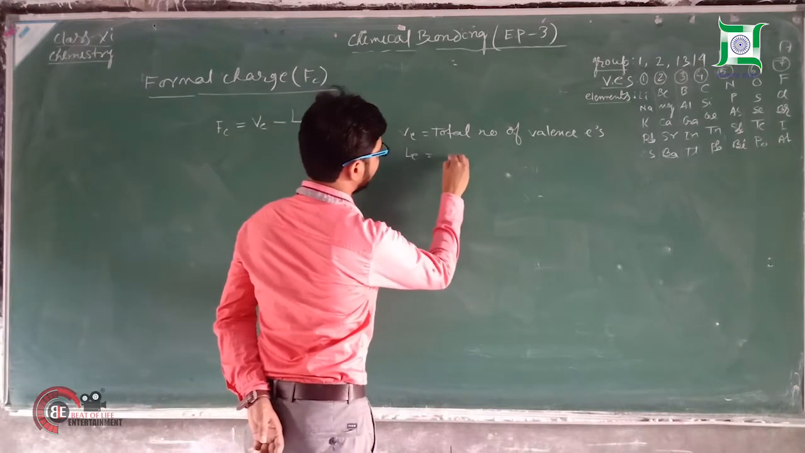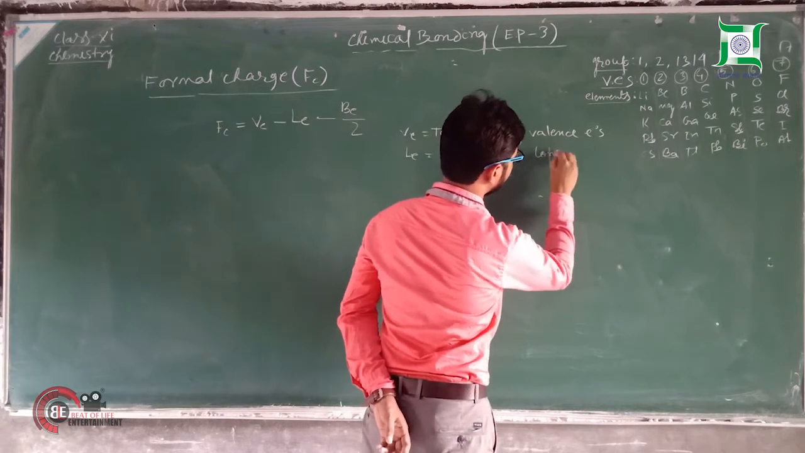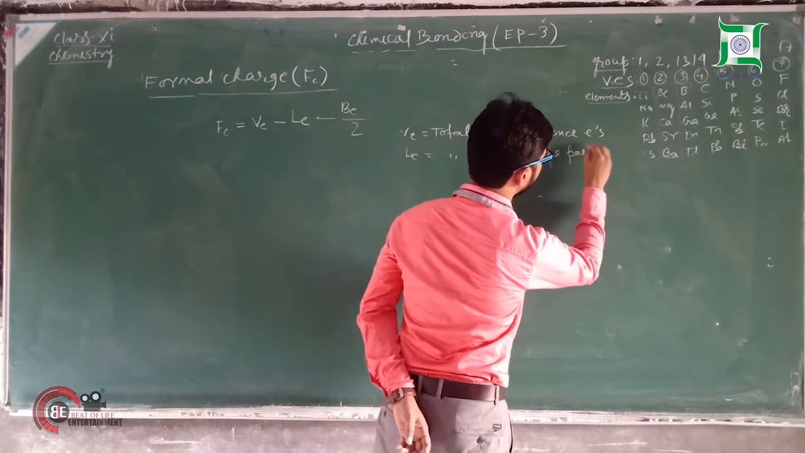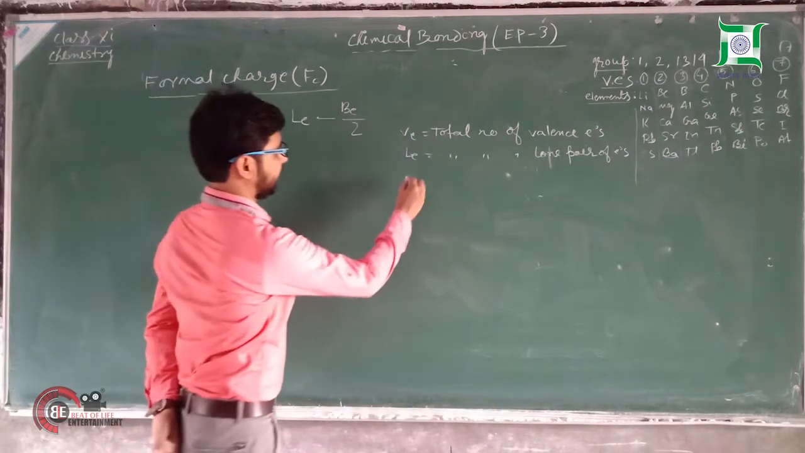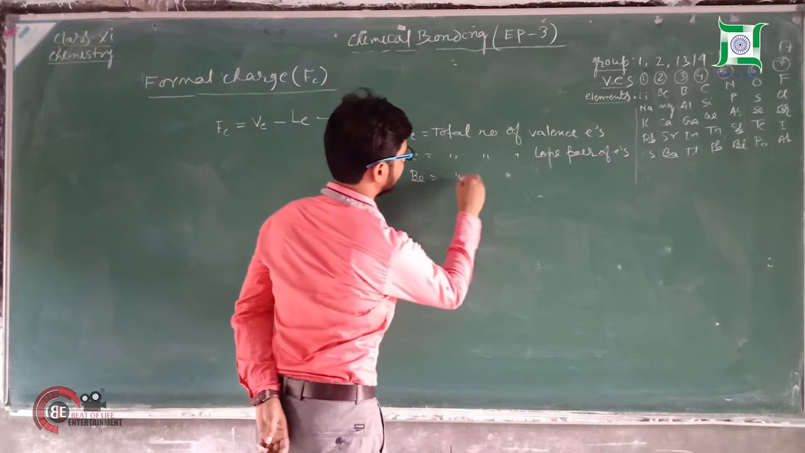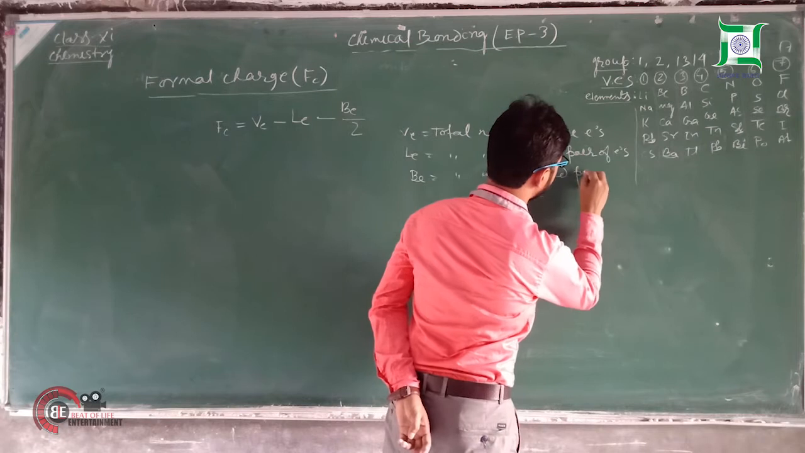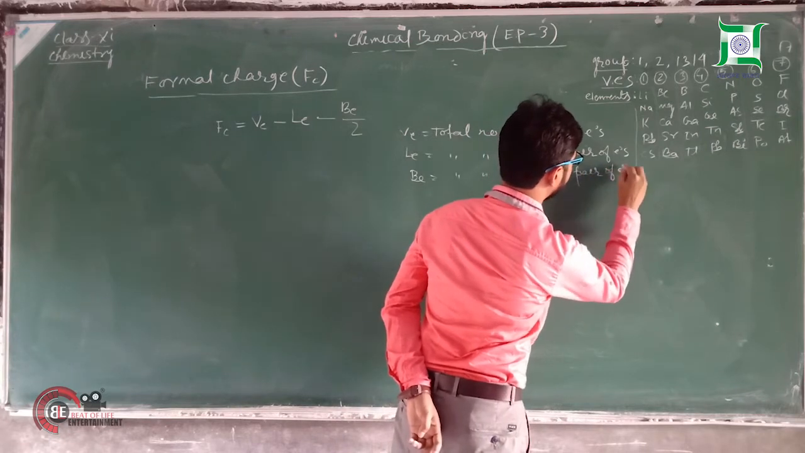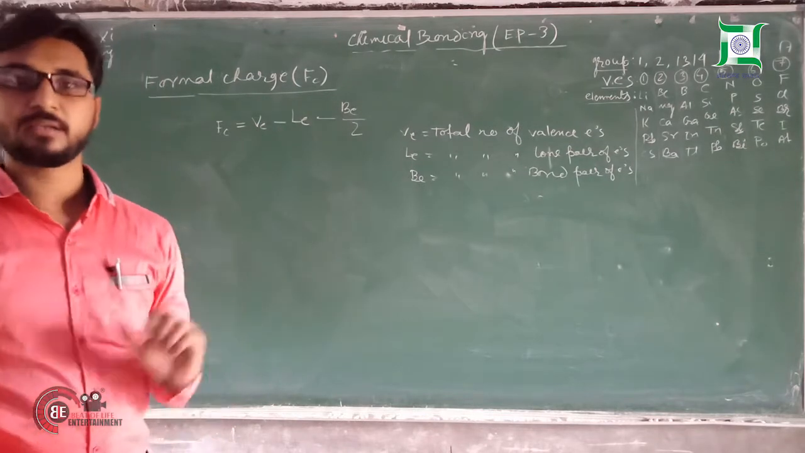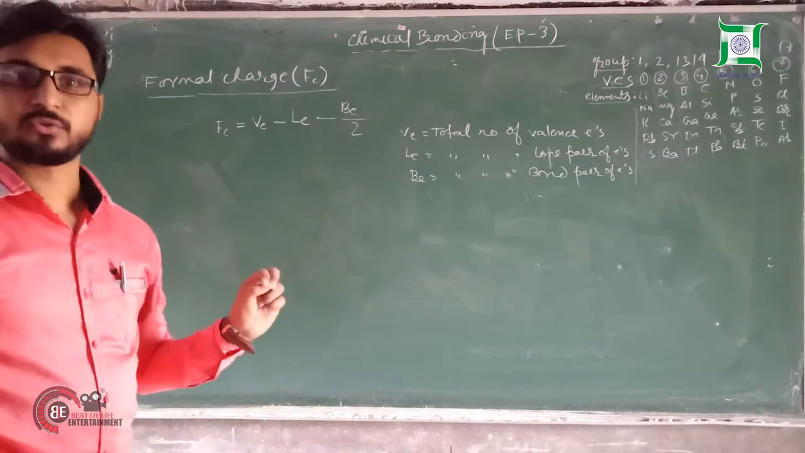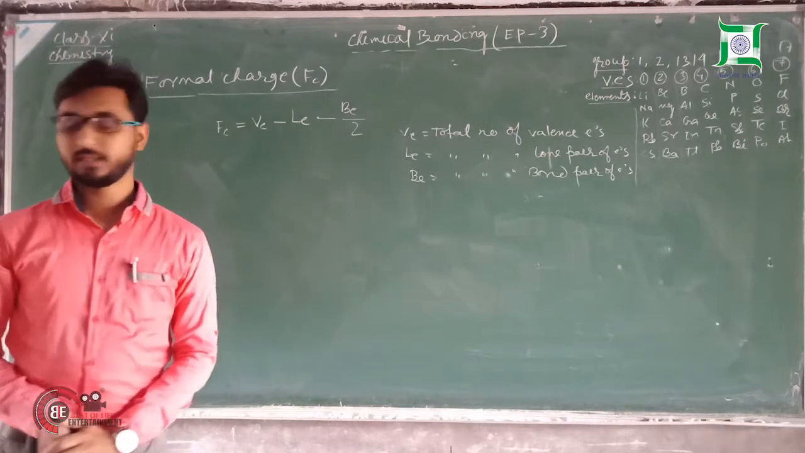Let L be equal to the total number of lone pair electrons, and another term B be equal to the total number of bond pair electrons. So by using this simple formula we can calculate the formal charge on a particular atom for a particular structure. Let us take an example.